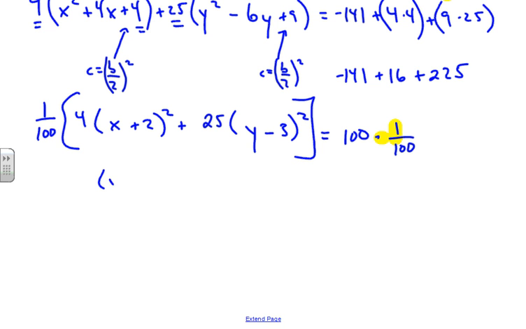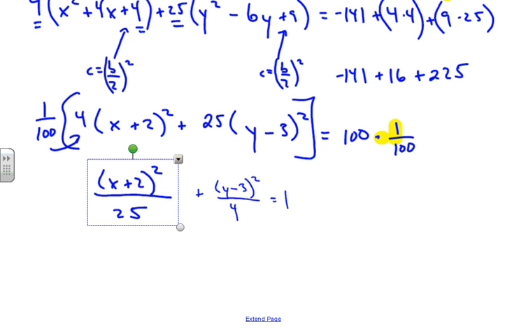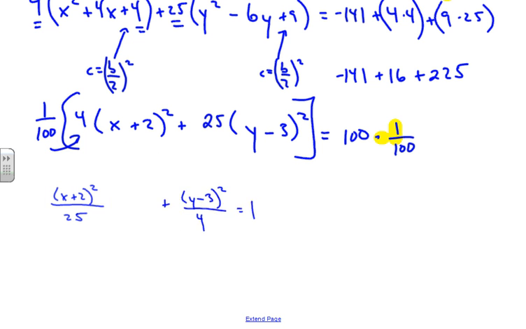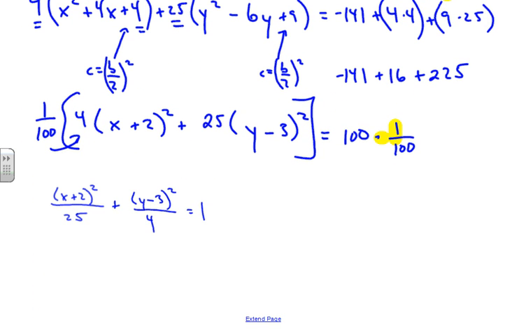So what I then have is x plus 2 squared over 25. When you multiply right there, 1 over 100 times 100 gives 1 over 25. And then we have y minus 3 squared over 4, and that equals 1. All right, so we have our basic equation that we're going to know and love. I'm going to simplify this, make it a little bit nicer. So from here, we want to finish this problem. We want to graph it and also identify our vertices and foci.